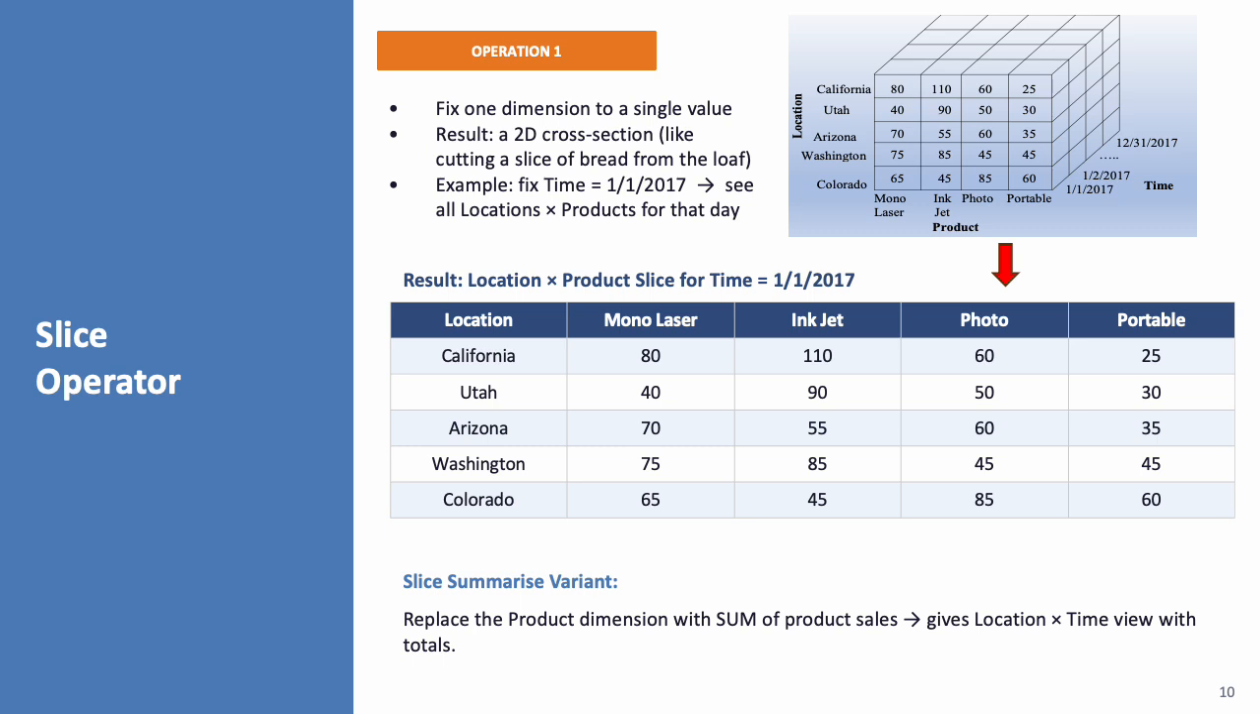The location by time table mentioned here is not like that. It's not the variant, right? It's the original slice operation. So the key conceptual point is this: slice reduces the cube by one dimension. You can start with 3 dimensions and then you will end up with 2 dimensions.